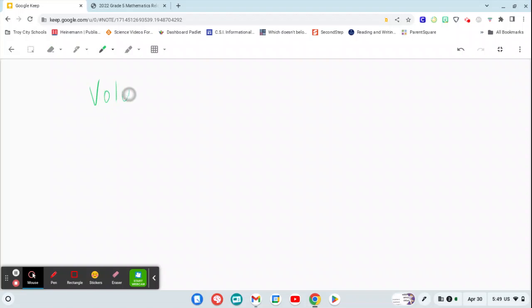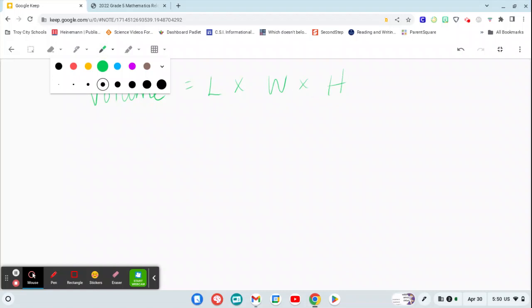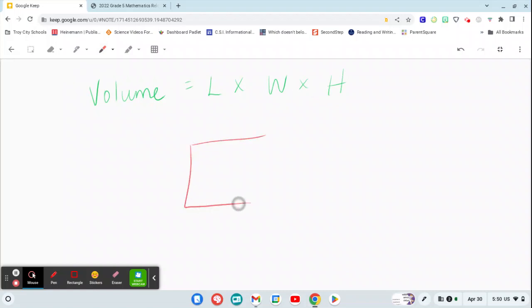We have volume. And to find the volume, or the space within a three-dimensional figure, we can multiply the three dimensions of length, width, and height. I'm going to attempt a three-dimensional rectangular prism again.